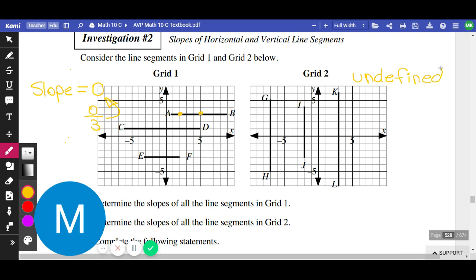I think we call it undefined because it's impossible to describe something that's that steep. It's straight down. It's like infinity steepness, right? You can't even describe it. That's why I call it undefined, logically.